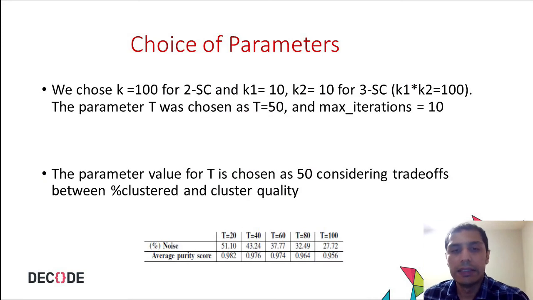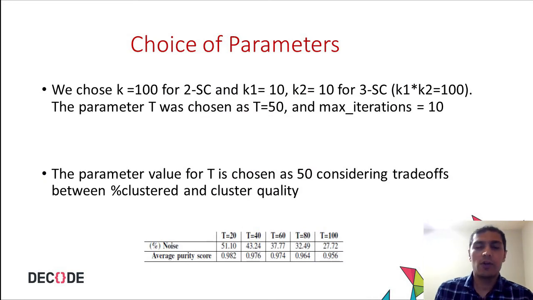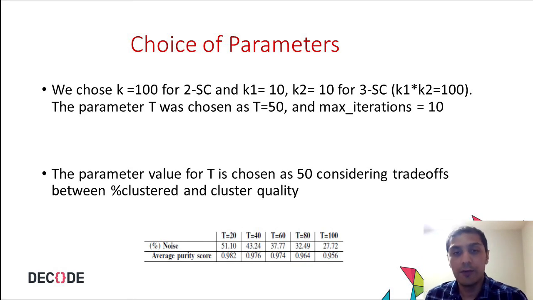In this table, I do an experimental evaluation on what I should choose as a suitable value for T. Note that when I vary T from 20 to 100, there are some trade-offs involved. The percentage noise decreases, but so does the average purity score. What that means is that when you increase the value of T, because the percentage noise decreases, you can cluster more items. But there's a cost associated with that, and that is that your average purity score decreases. That means your cluster quality decreases.